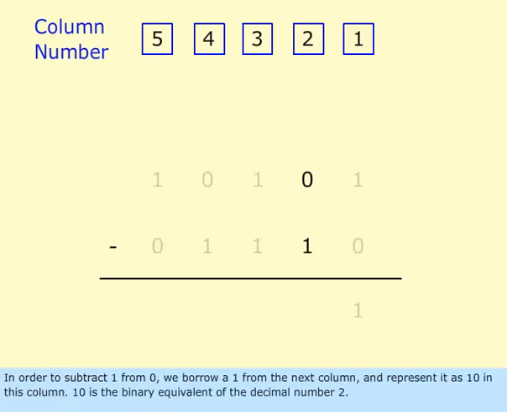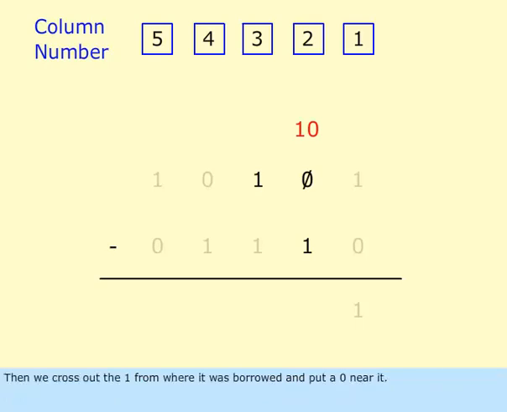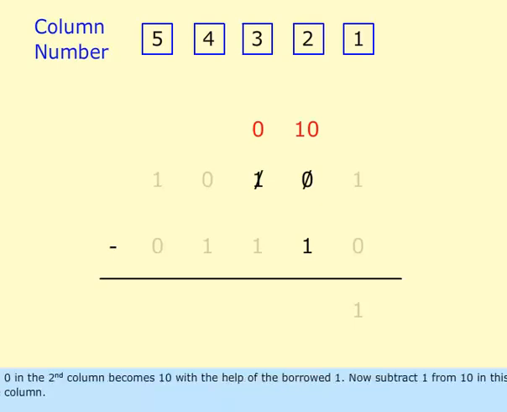In order to subtract 1 from 0, we borrow a 1 from the next column and represent it as 10 in this column. 10 is the binary equivalent of the decimal number 2. Then, we cross out the 1 from where it was borrowed and put a 0 near it. 0 in the second column becomes 10 with the help of the borrowed 1.